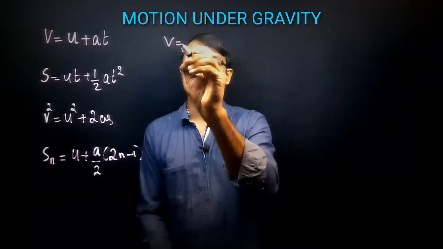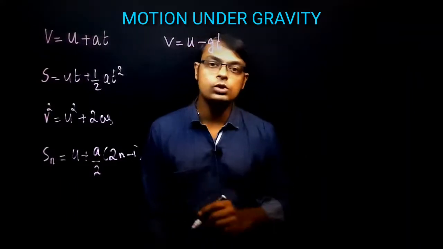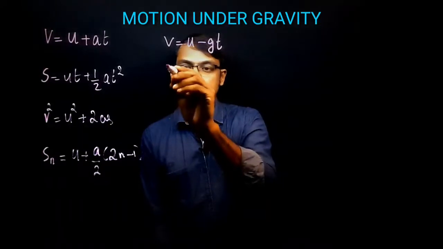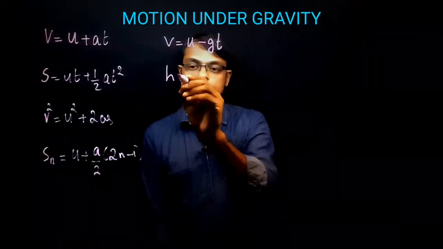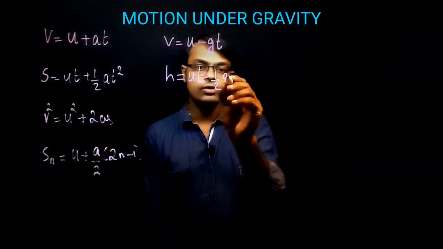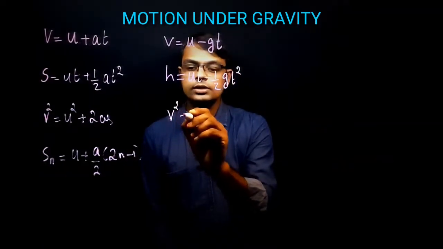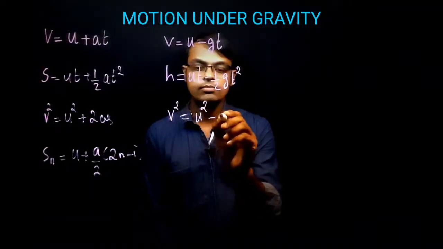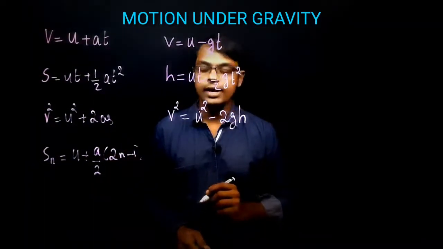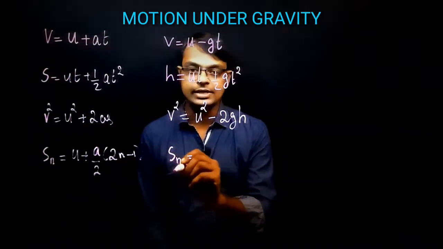v is equal to u minus gt. Now instead of s, since it's a vertical motion, I'm marking it as h, the height of the vertical motion. h is equal to ut minus half gt square. Third one, v square is equal to u square minus 2gh. Instead of s, once again we are using h. The last equation, s nth second, or we can say it as h_n, right?